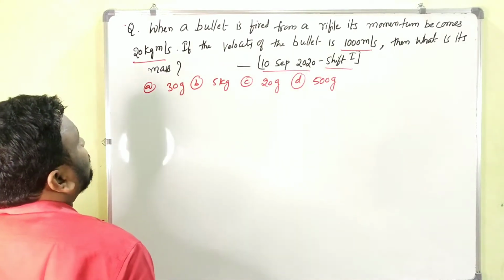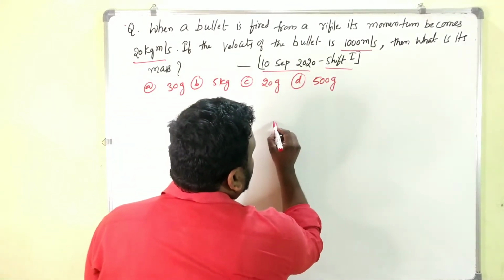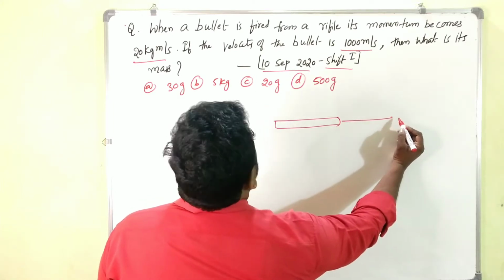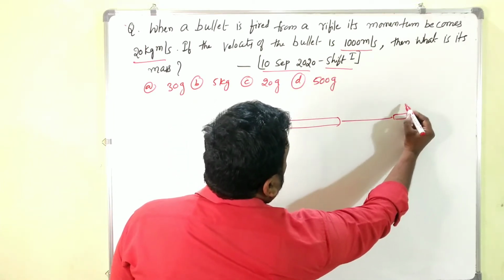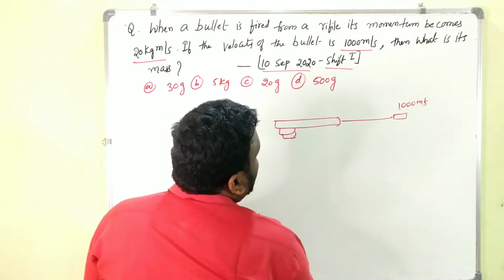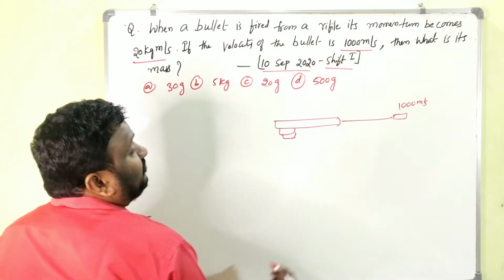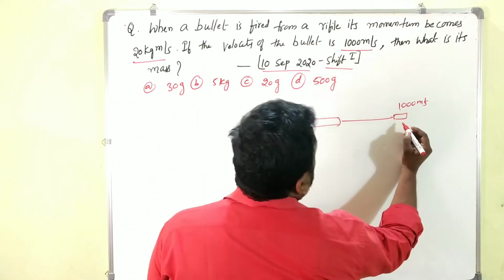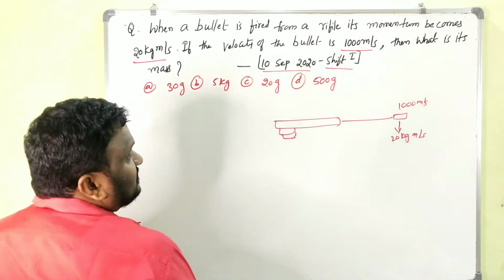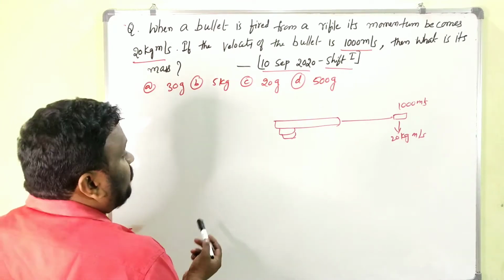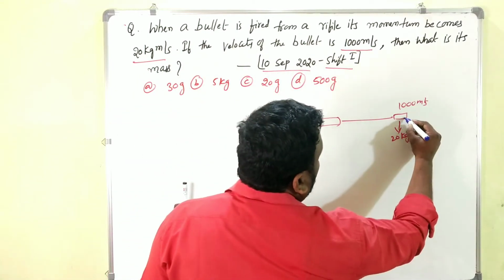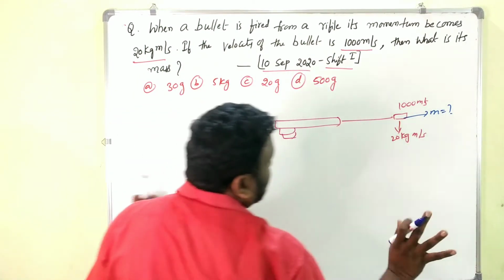Clear children? So what he is saying, there is one rifle. This is the rifle. From that, one bullet is coming with a speed of 1000 m/s, and its momentum is 20 kg m/s. Then what you have to find, children? We have to find out the mass of the bullet. That is the given question.